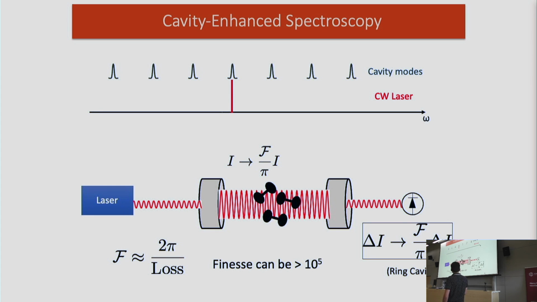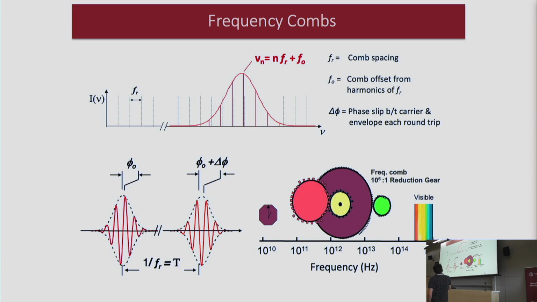And then depending on the finesse, we can, as Piotr Wcisło showed earlier today, go up to enhancement factors even of a few 100,000. So very much increasing our sensitivity. Or thinking about electric field, very much increasing the energy that is circulating inside the cavity. But we can also do the same with frequency combs.